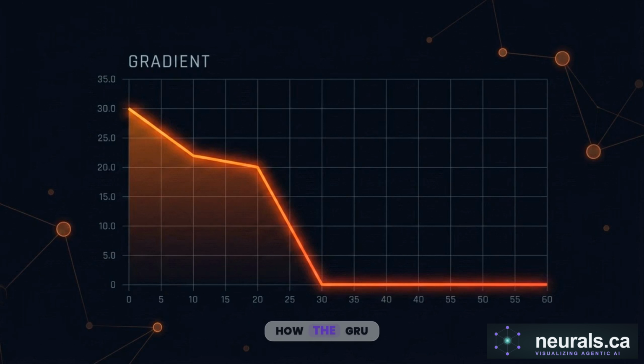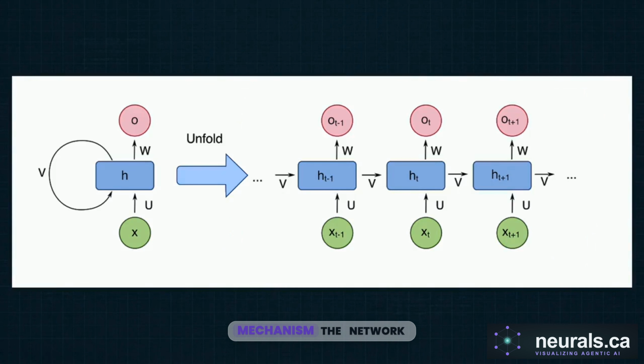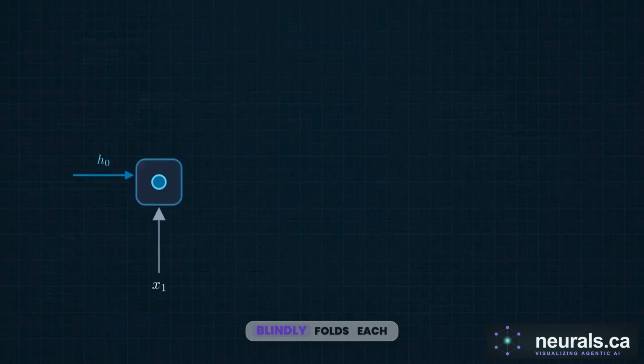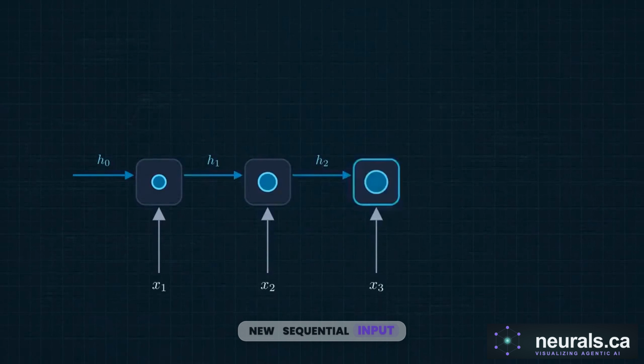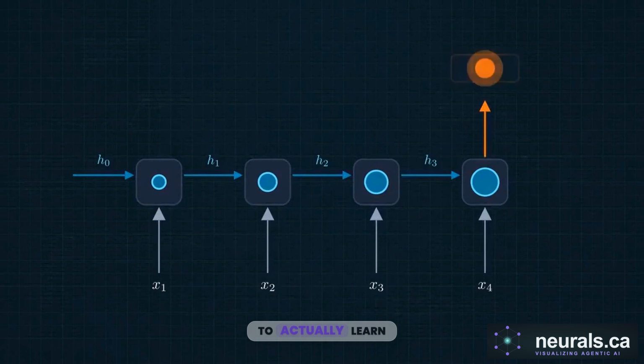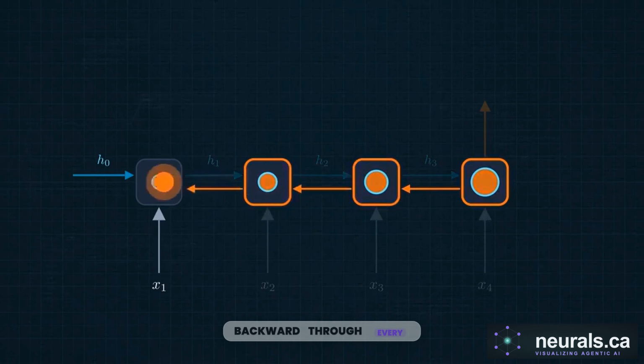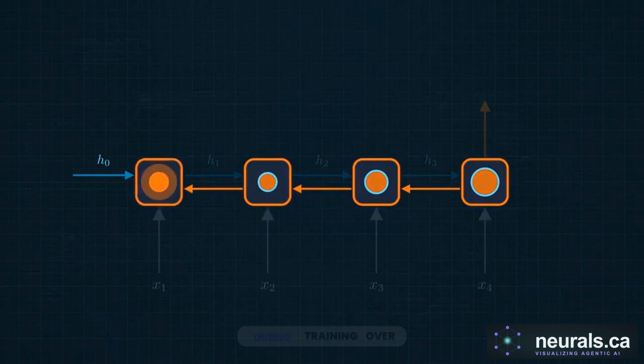To see how the GRU pulls this off, we must examine its predecessor's flaw. Looking at this unfolded sequence of a plain recurrent neural network, we see the baseline mechanism. The network blindly folds each new sequential input into a single ongoing hidden state. For the network to actually learn from its mistakes, the error signal has to travel backward through every single one of those time steps during training.